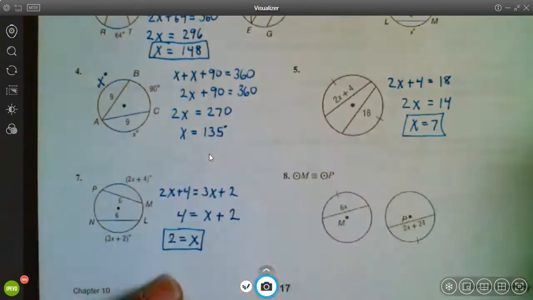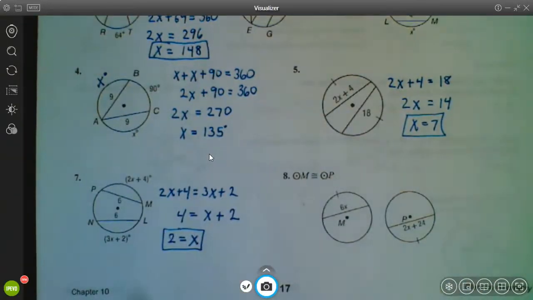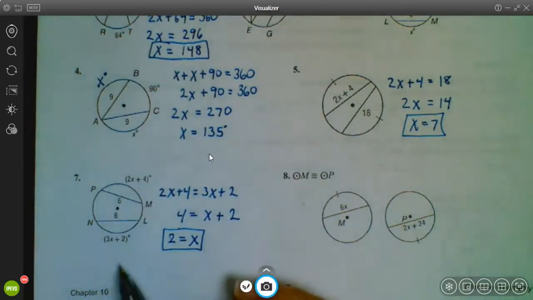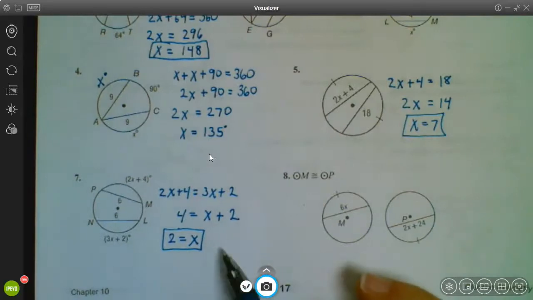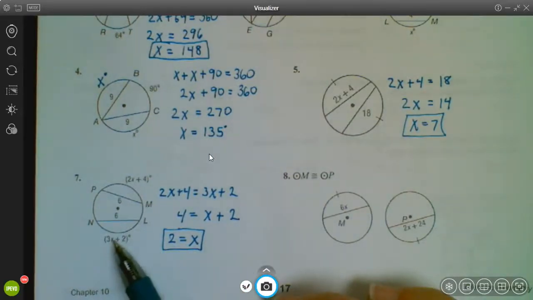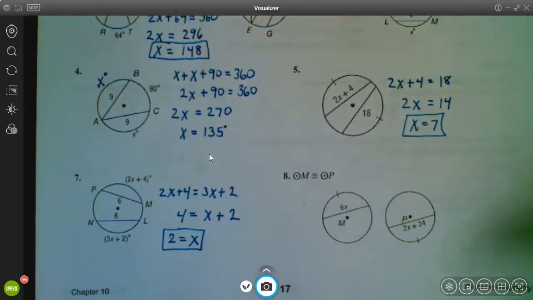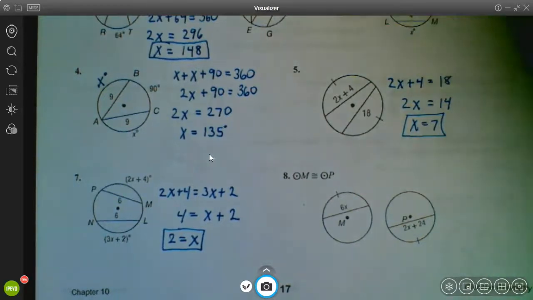Guys, again, read careful. This is one of those where they could easily say, what is the measure of arc NL, right? In other words, they might want me to take this sometimes and plug it back in for x to get the measure of the arc. So just read careful and look out for stuff like that.